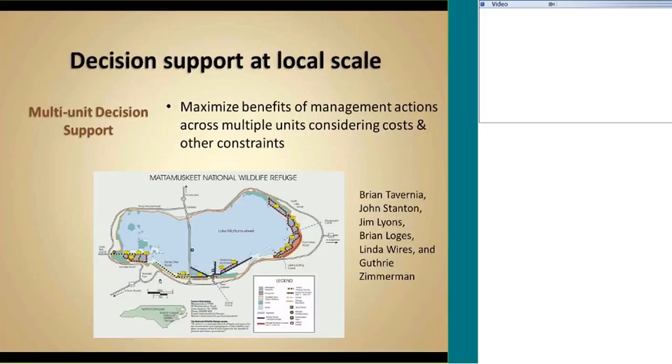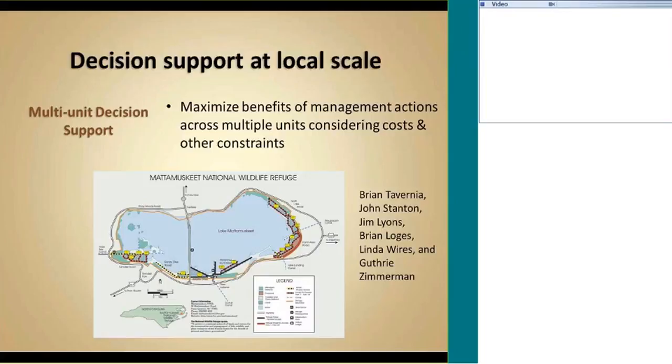In fact, we developed local decision support tools for 2 sites: Clarence Cannon National Wildlife Refuge in Missouri, where Brian Loges worked very closely with the staff there to develop a local support tool, and Mattamuskeet in North Carolina, where I worked closely with staff using an SDM, structured decision-making, approach. We worked very closely with the staff, managers, and biological staff at these refuges, and now I want to focus on the local decision support tool example that we developed for Mattamuskeet.